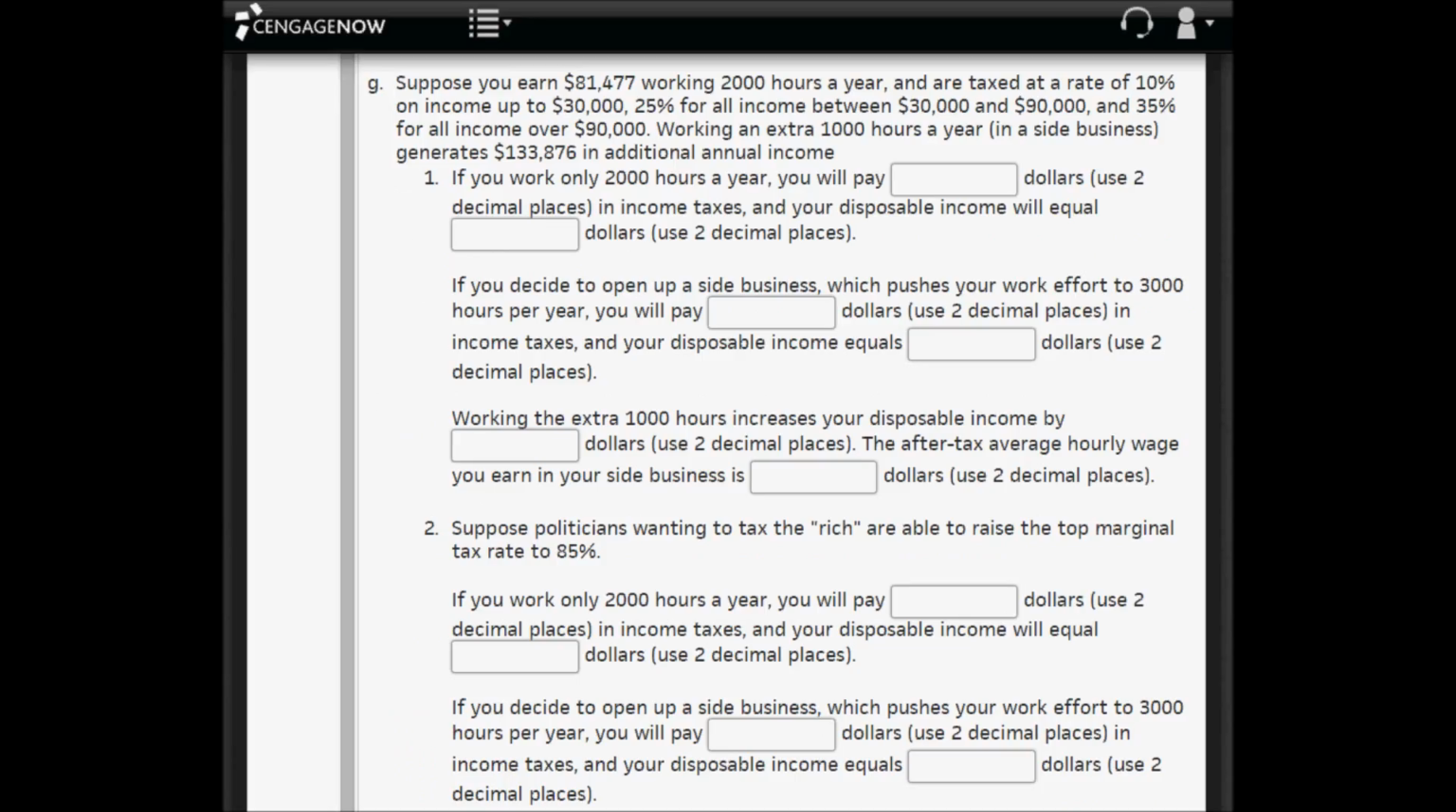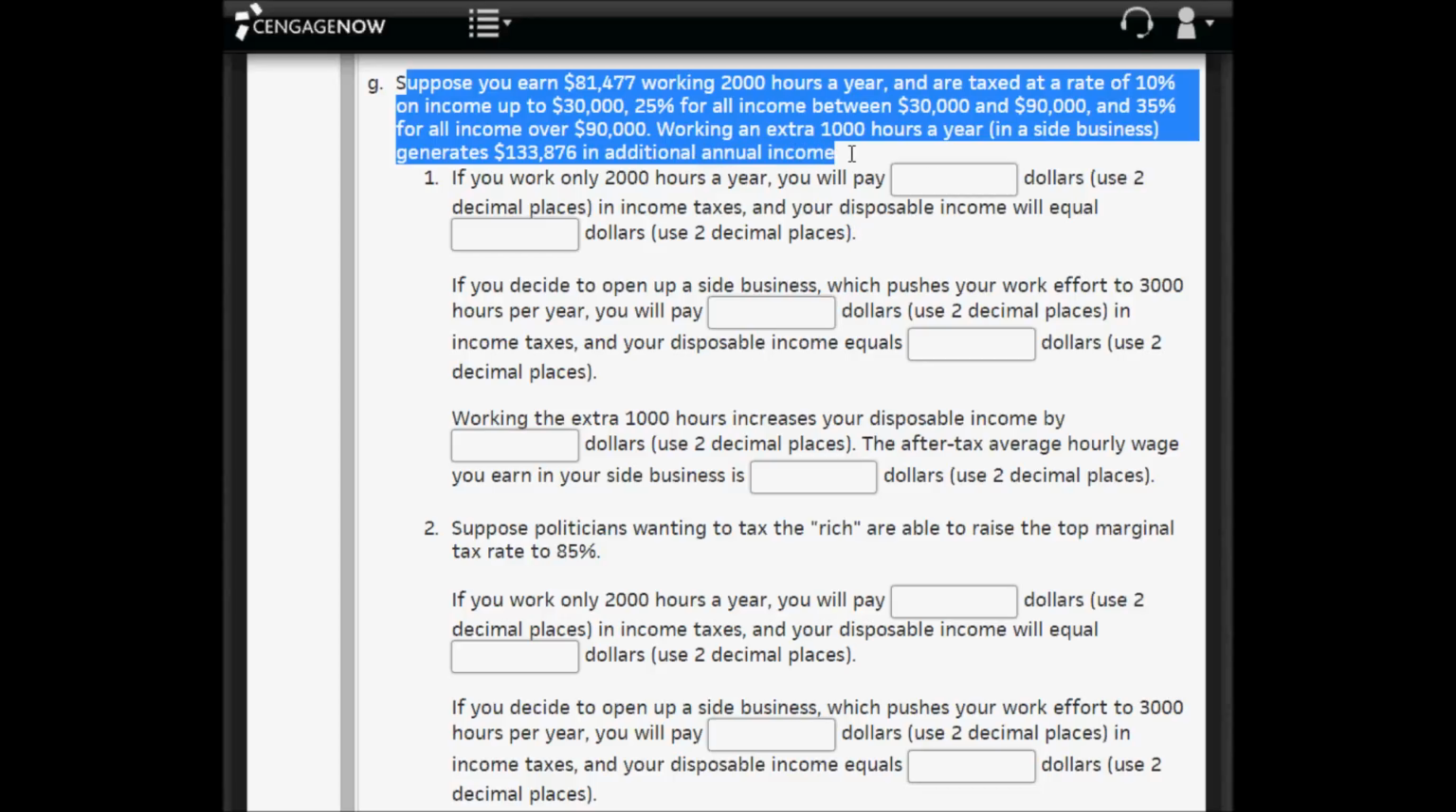In Part G, you earn $81,477 working 2,000 hours a year, and are taxed at a rate of 10% for all income between 0 and 30,000, 25% for all income between 30,000 and 90,000, and 35% for all income over 90,000. If you work an extra 1,000 hours a year, say in a side business, you generate an extra $133,876 in income. So in Part 1, if you only work 2,000 hours a year, we need to calculate the income taxes that you pay and your disposable income.